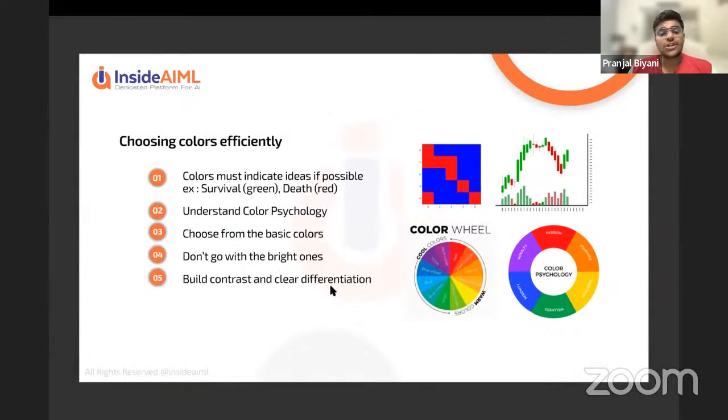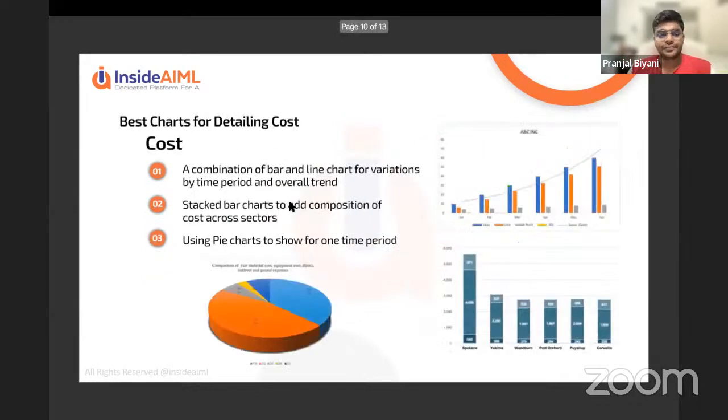Okay. So there should be contrast. There should be a very clear differentiation. Don't go with the bright colors. Choose from the basic ones. The basic ones are always good to go. Understand color psychology and represent colors with the right color. Okay. I mean, with the right color.